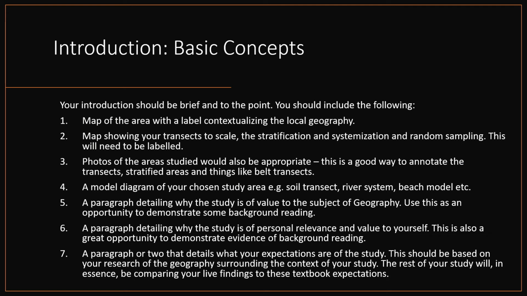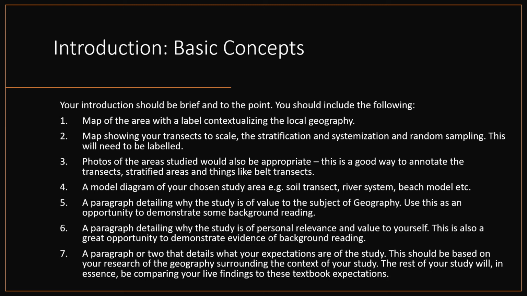You want to show some kind of image that shows your transects or your study area to scale. You could use aerial photography, you could use an ordnance survey map of the area. There's lots of different types of maps you could use that would be appropriate. You could use photographs of the area to demonstrate what your transects looked like, what the stratification, if there was any, looked like, and how you carried out random sampling. Photographs of the area can be annotated by hand to show how random sampling was carried out. Perhaps you used a belt transect, for example.